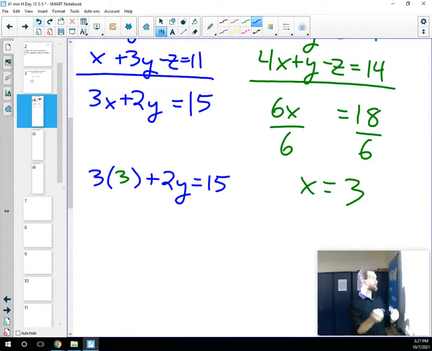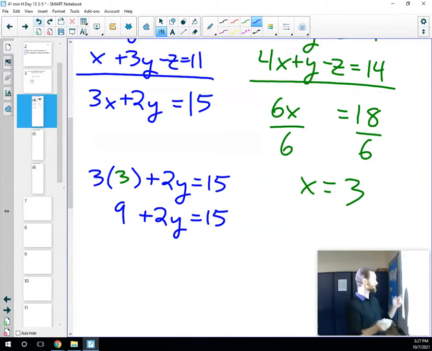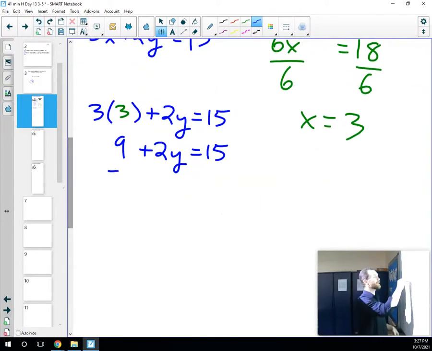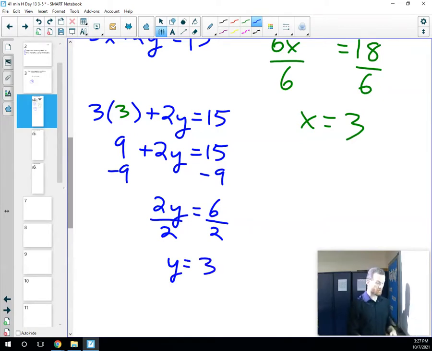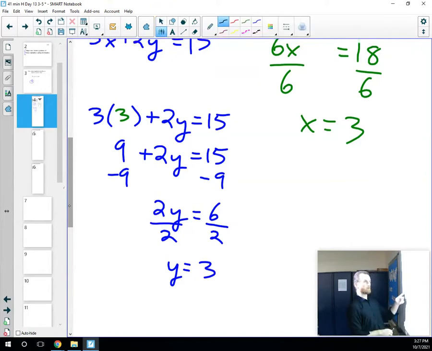And then we keep on simplifying. So 3 times 3 is 9, plus 2y. Now it's time to solve, since there's only one unknown. It's just algebra 1 at this point. Take away 9 from both sides. We get 2y equals 6. Divide everything by 2, and we get y equals 3. So we found the second part of our answer. So let me scroll up. y equals 3.